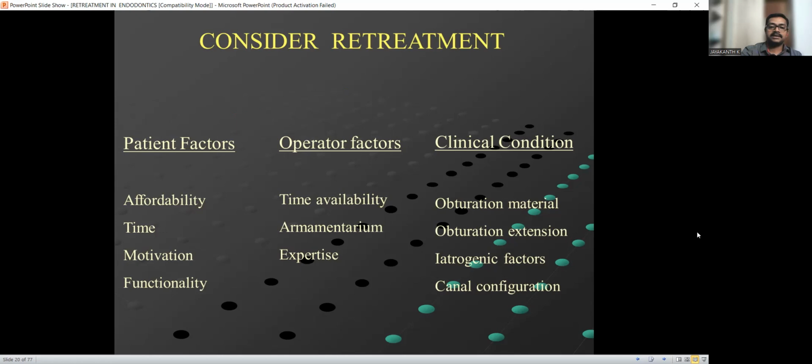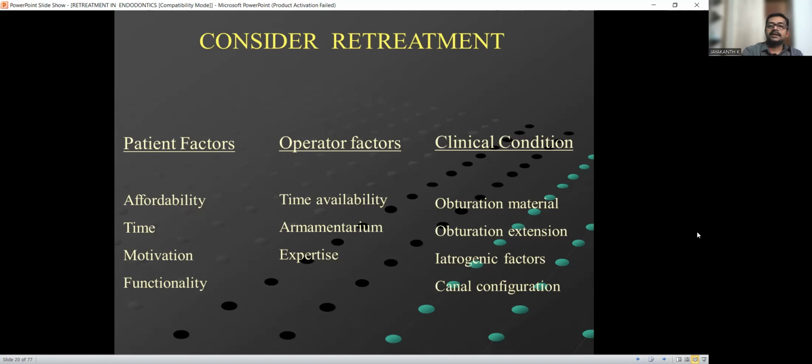Whereas the operator factors: time availability should also be a criterion. There should be sufficient time for retreatment. Armamentarium, sufficient armamentarium should be available with the operator. And third, but the most important, expertise for retreatment should also be there as an operator factor.